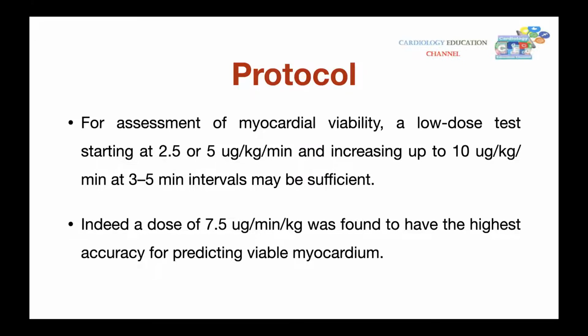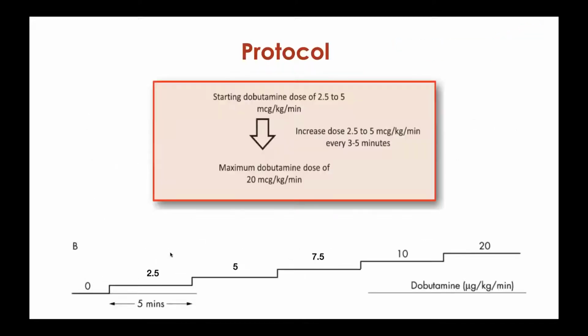You are using a protocol for the assessment of the myocardial viability. You are using the low-dose test starting from 2.5 or 5 microgram per kg per minute and increasing up to 10 microgram per kg per minute at 3 to 5 minute intervals, which would be sufficient. Indeed, the dose of 7.5 microgram per kg per minute was found to have the highest accuracy for predicting viable myocardium. So again, you start with 2.5 and wait for 5 minutes, then go up to 5, 7.5, 10, and you may need to go a little bit higher to 20 microgram per kg per minute to detect the biphasic response, as we will explain later.